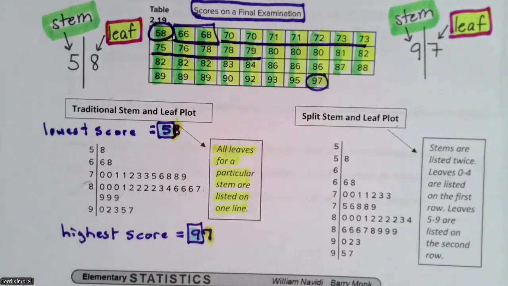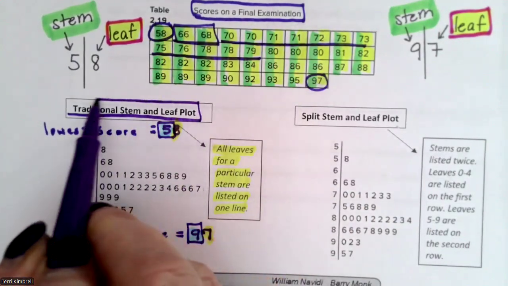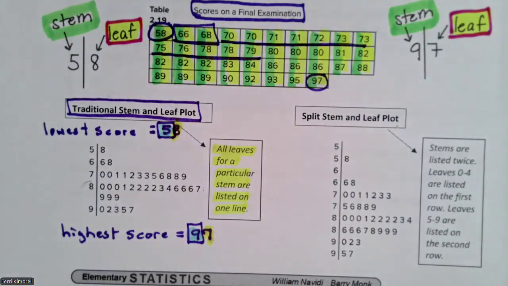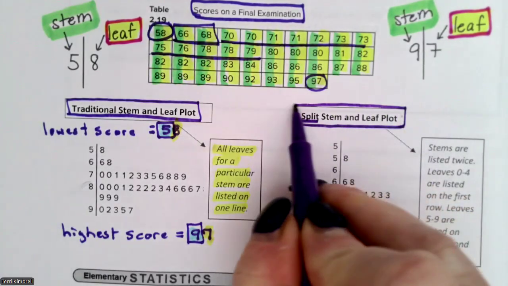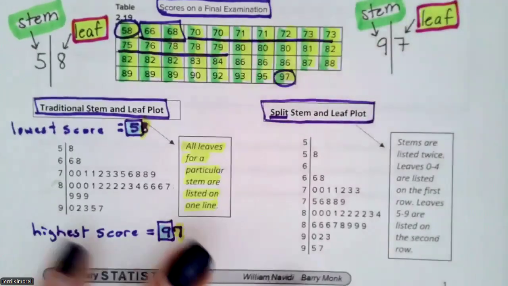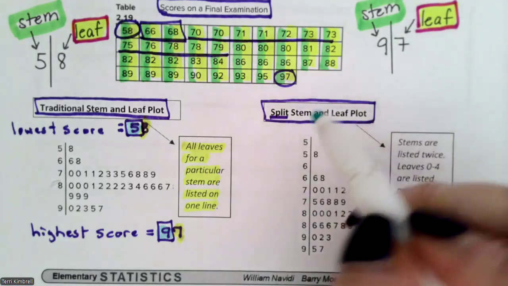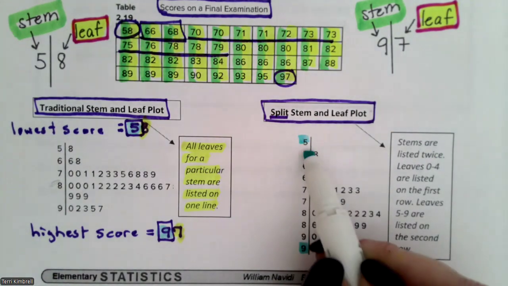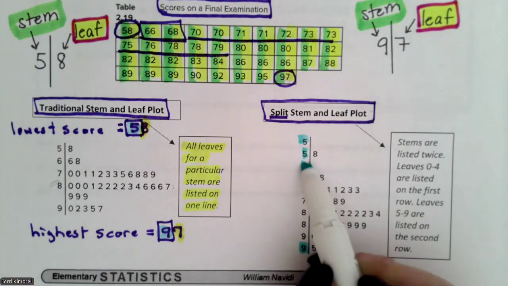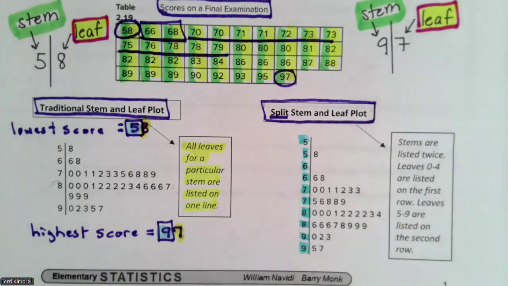Now that's called your traditional stem and leaf. That's how you see them most of the time. But sometimes you also have what's called a split. Okay, with a split, you are going to have two stems. So when you do your stem and leaf and you're going from 5 to 9, you're going to list 5 twice. You're then going to list 6 twice, 7 twice, 8 twice, and 9 twice.